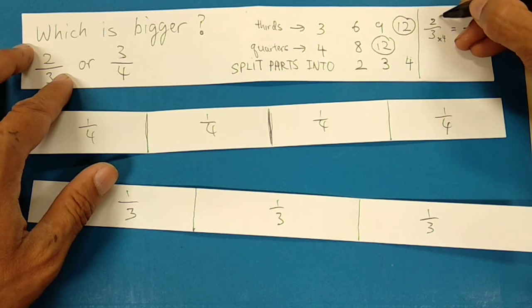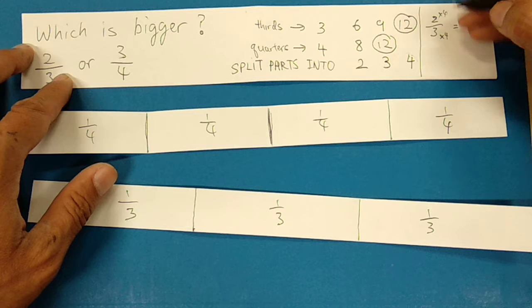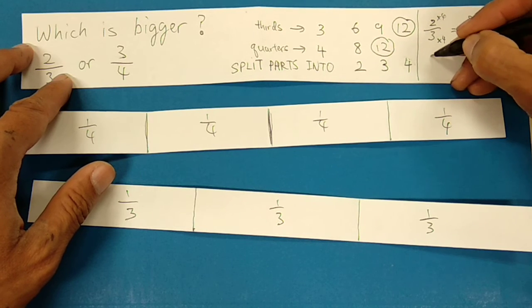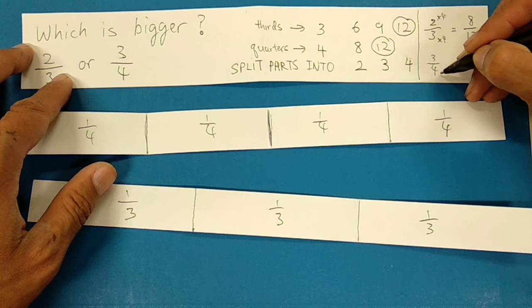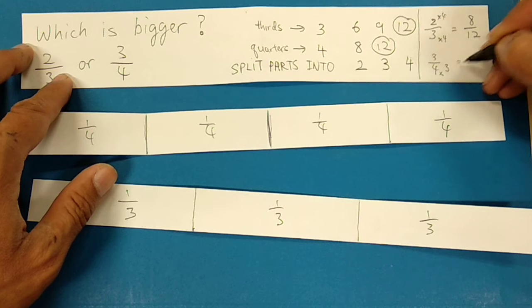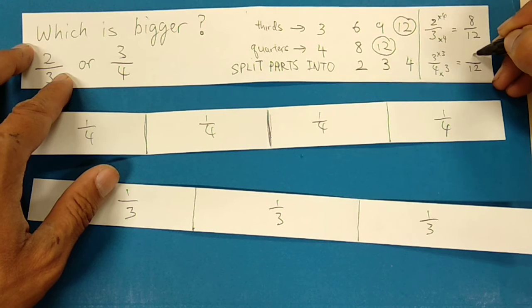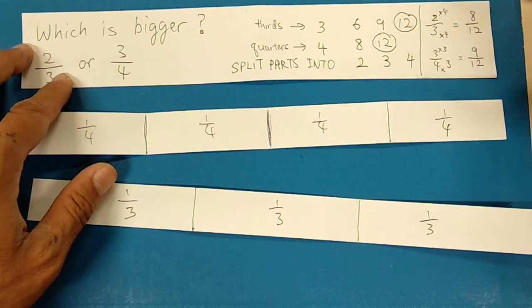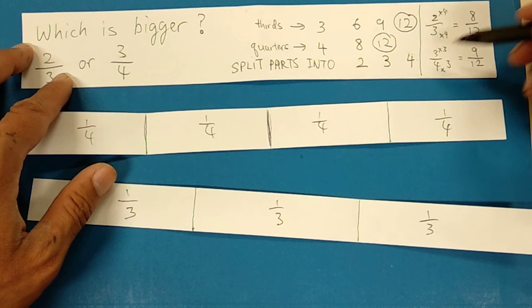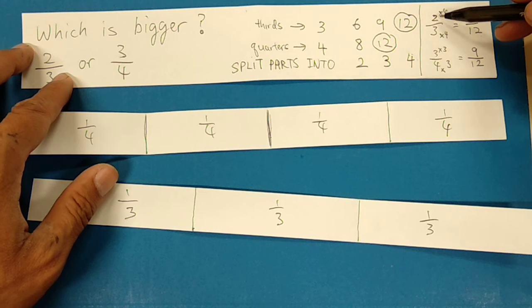And so then these 2 parts become 8 out of 12. Whereas for the 3/4, if I break each of the 4 parts into 3 smaller parts, I will end up with 12 parts. And these 3 parts become 9 out of 12. So this means that 2/3 is equal to 8 out of 12, and 3/4 is the same as 9 out of 12. And it becomes really obvious from this that 3/4 is actually larger than 2/3.